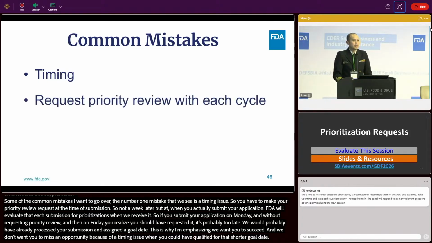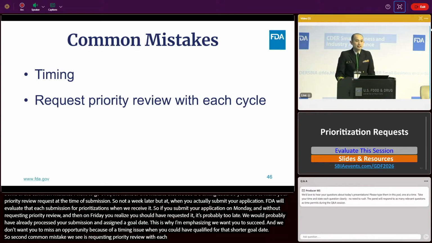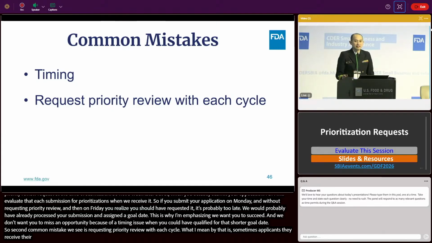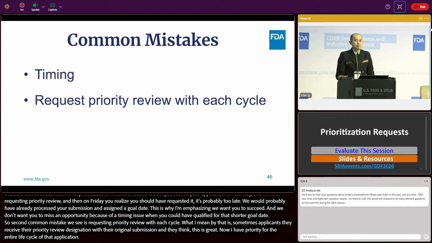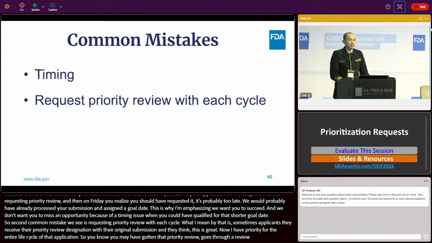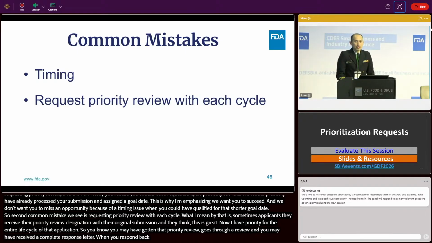The second common mistake that we see is not requesting priority review with each cycle. What I mean by that is, sometimes applicants receive that priority review designation with their original submission, and they think, oh, this is great, now I have priority for the entire life cycle of that application. So you may have gotten that priority review, it goes through a review, and you may receive a complete response letter. When you respond to that complete response letter, we've seen certain applicants not requesting that priority review again at the time of the next subsequent cycle.